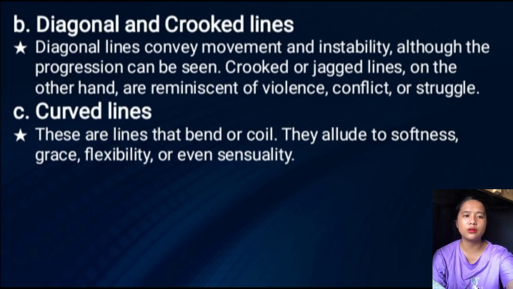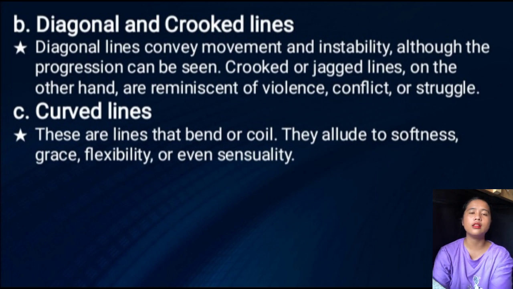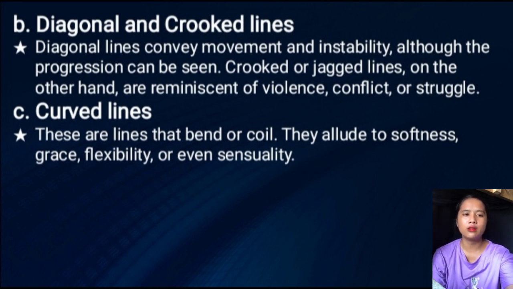Next, diagonal and crooked lines. Diagonal lines are straight lines that slant in any direction except horizontal or vertical. Diagonal lines convey movement and instability, although the progression can be seen. Crooked or jagged lines, on the other hand, are reminiscent of violence, conflict, or struggle. Next, curved lines. Curved lines are lines that bend and change direction gradually.